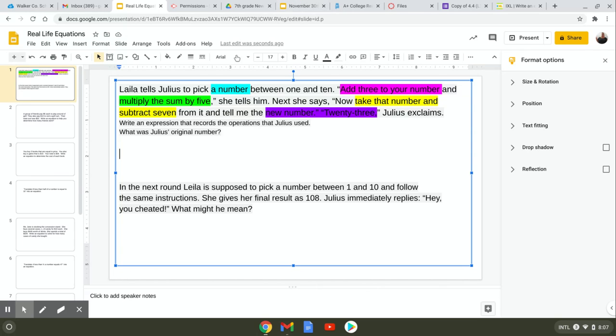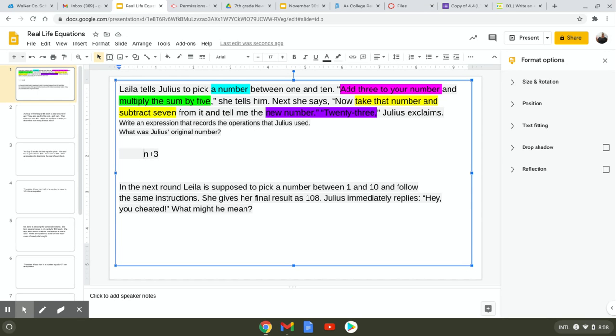We see that we have a number between 1 and 10, and we're going to add 3 to that number and then multiply that times the sum. Multiply the sum by 5. So if we have a number and we add 3 to it, we're going to use n to represent that number, and then it says to add 3. Okay, so we have n plus 3. That's our number, and we added 3.